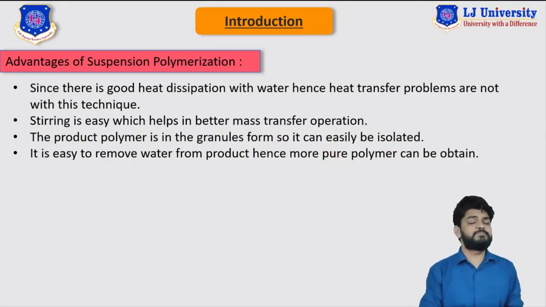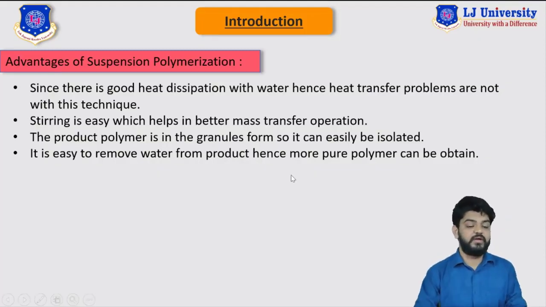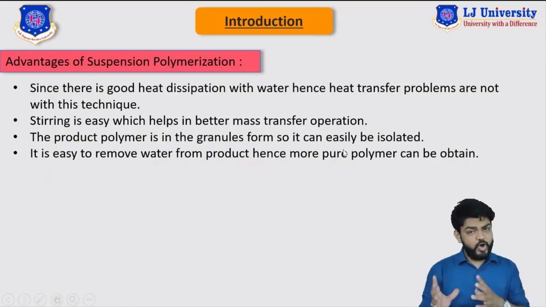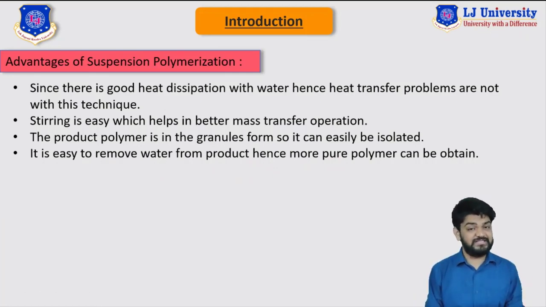This is why this particular method is largely used where the polymer needs to be isolated or separated out from the mixture, and we are not going to use the aqueous phase of the polymer. This technique is very helpful. It is easy to recover water from the product, hence a purer product can be formed. So with the suspension polymerization technique, we can easily get a pure form of the polymer. These were all the advantages associated with suspension polymerization.